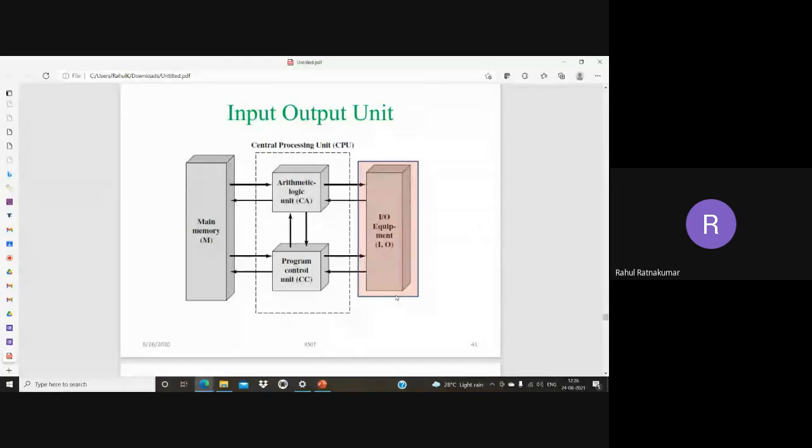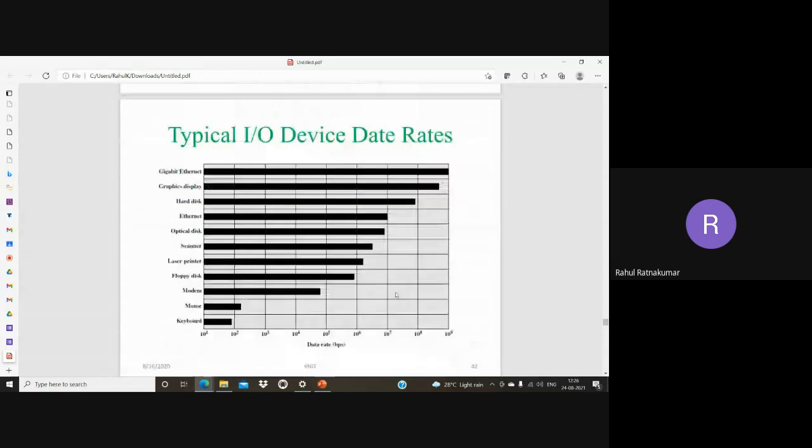So the processor should wait for the input output device. No, we should not wait for the input output device. So how to synchronize this thing? That's a problem in the IO unit. So this is the typical speed. So you can see it is very slow.